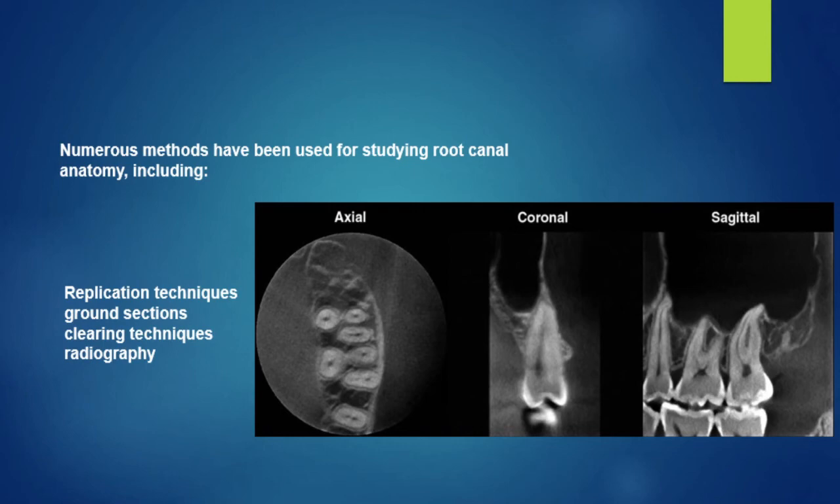All right, now we have different methods that can be used to study the root canal anatomy: replication techniques, ground sections, clearing techniques, and radiography. The advanced modes of radiographic imaging and analysis have allowed for in-depth knowledge of pulpal space anatomy in 3 dimensions and allowed for identification of rare anatomies. These methods include spiral computed tomography (SCT), microcomputed tomography (micro CT), and the famous CBCT.